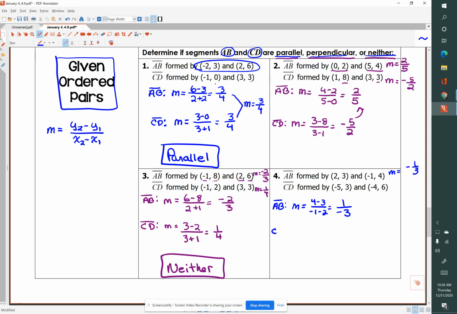And let's do line CD, which is 6. Oh, forgot my M equals. Let's do M equals. Keep our work nice and straight. 6 minus 3 over negative 4 minus negative 5, which is plus 5, and that evaluates to 3, and a positive 3 and negative 1/3 are certainly negative reciprocals of each other, so those lines are perpendicular.